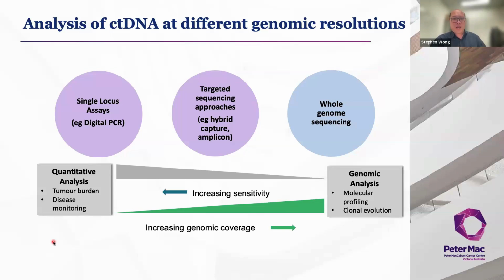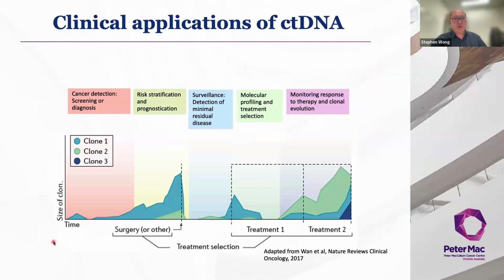The other bit of information that we collect is genomic characterization of the patient's cancer genome, and this provides critical molecular information around potential clonal evolution and also potential resistance mechanisms. In terms of the clinical applications of ctDNA, this is one of the most exciting things about this field, in that ctDNA potentially has utility in multiple facets of cancer patient management.